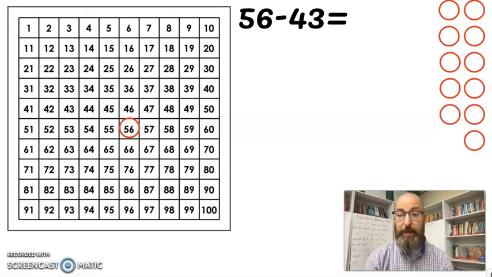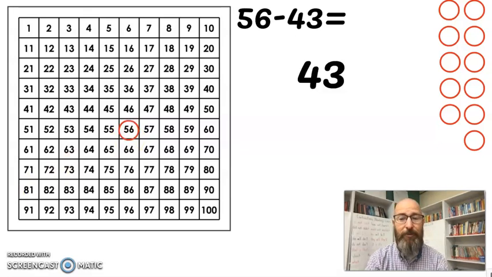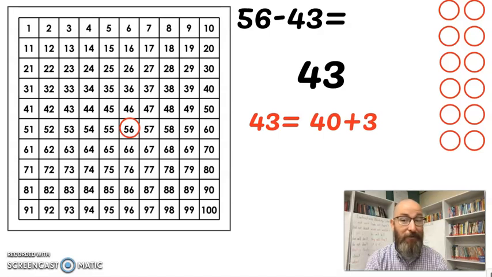56 minus 43. Again, I've got my number on the 56 because that's where I'm going to start. And I'm going to take away 43 from that 56. 43, as we've said before, do you know what the two numbers are? See if you can figure it out. 40 and 3. Did you get that? I hope you did. 43 equals 40 plus 3.